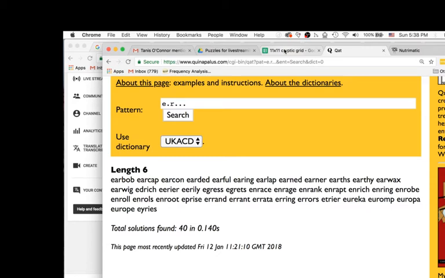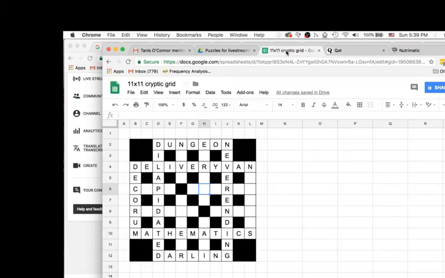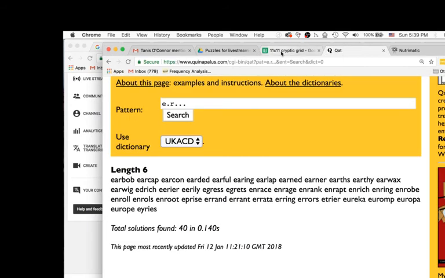Well, let's see: egress, egrets, any reversals, enrage, enwrapped. There are some nice words in here, but maybe errand could be a hidden word, and then I'd have an N there. Does that work? Probably. Ooh, Eureka. Is there anything I could do with Eureka? That's a nice, flavorful word.